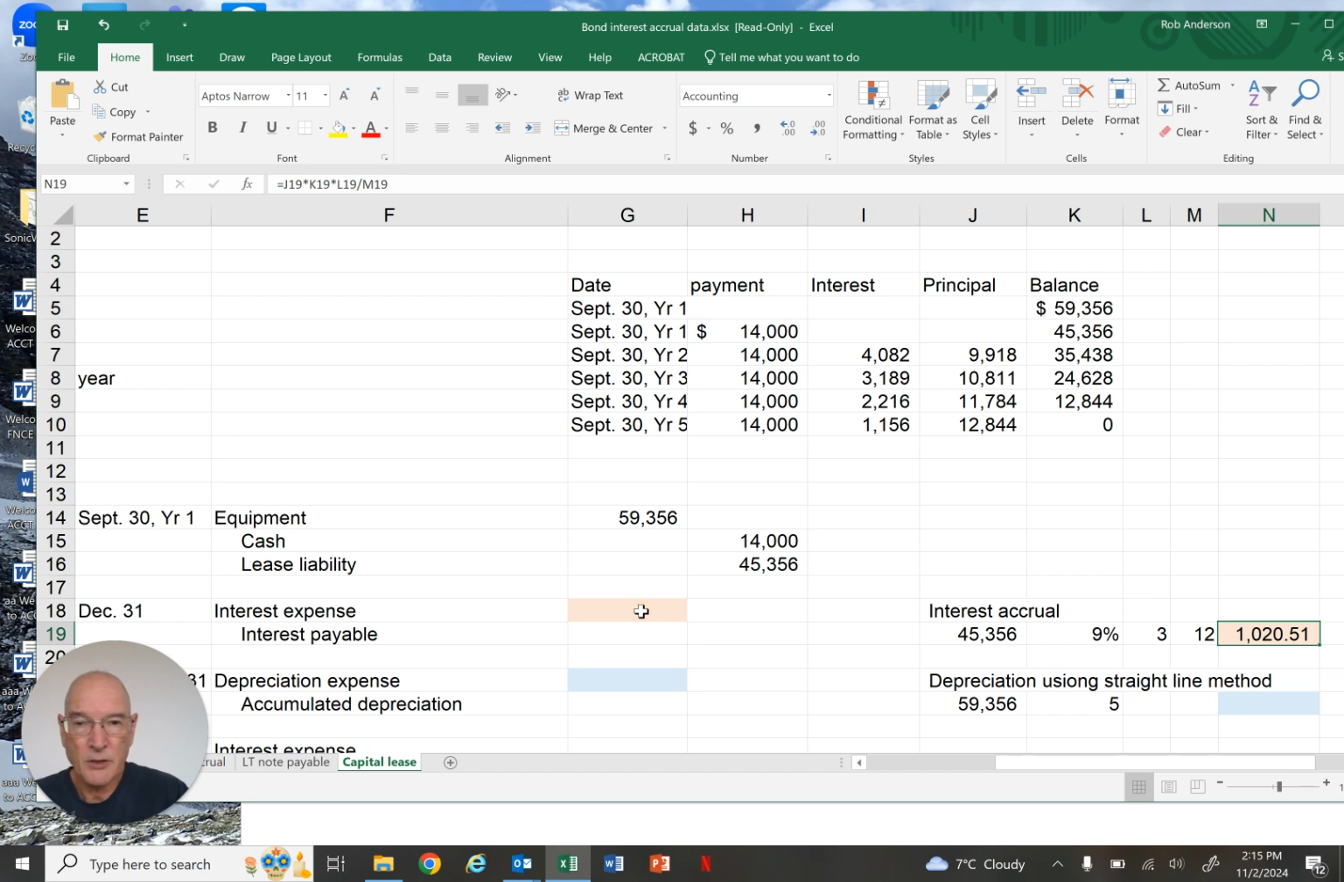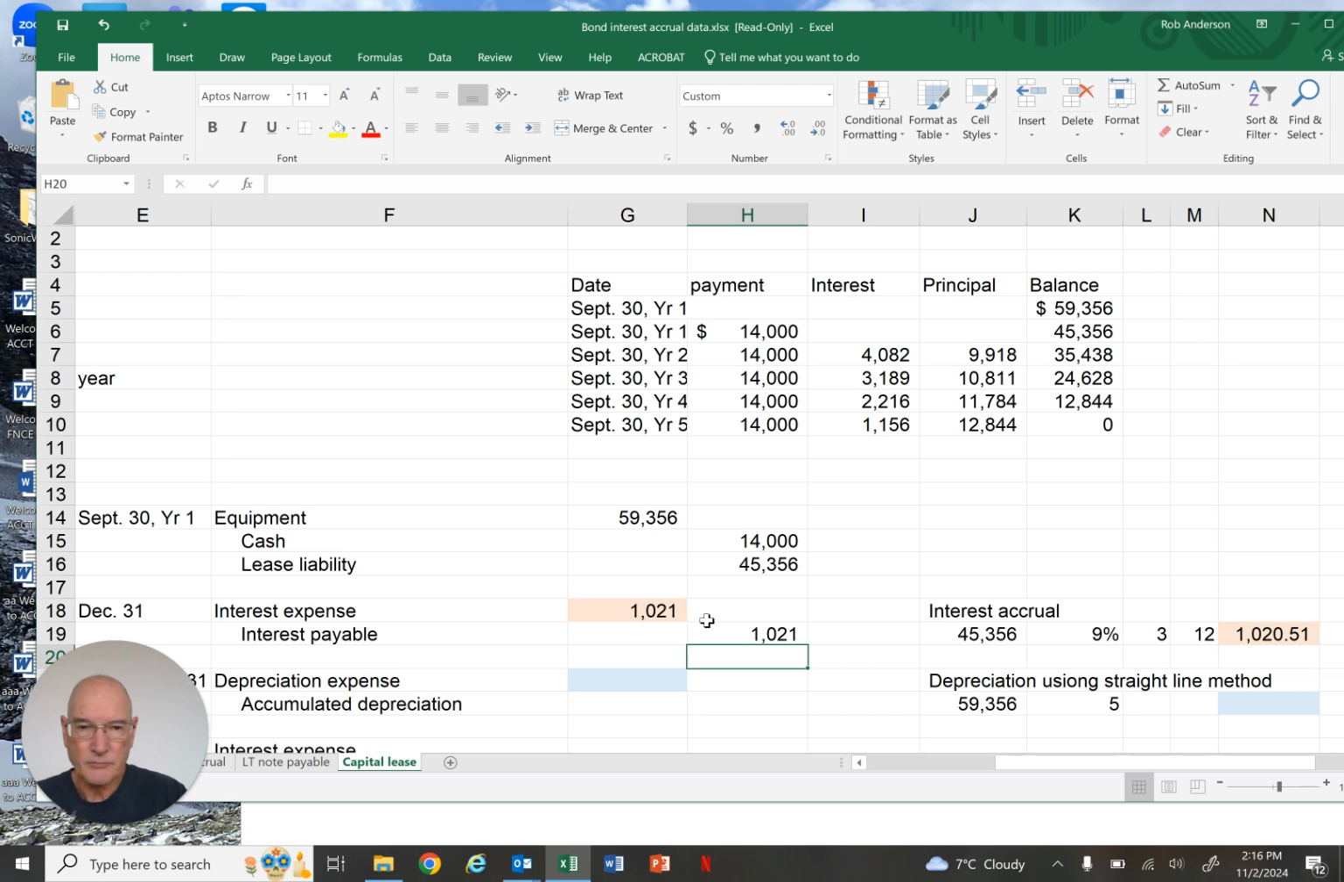So what I'm going to do, notice this is color coded, I'm going to take this, and here is our interest expense. I've rounded to the dollar. Now our interest payable is the same amount. So we have an interest expense and we have an interest payable.